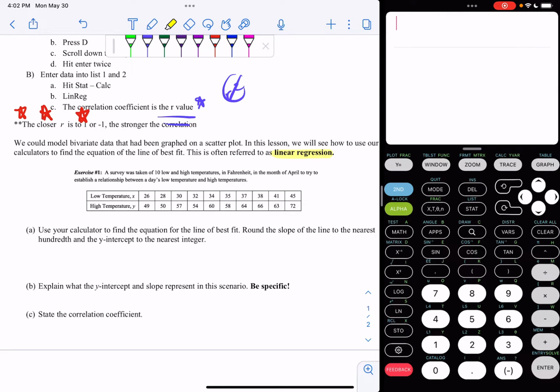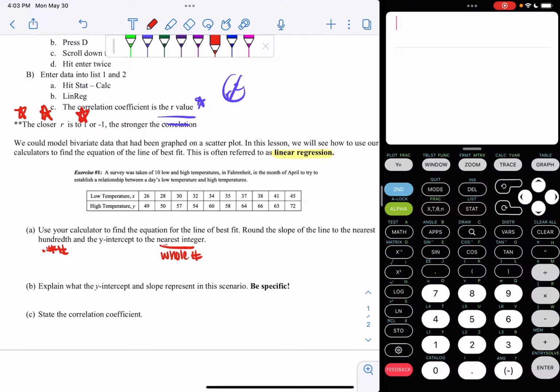So here's how we do a linear regression. If I look at this exercise, it says a survey was taken of 10 low and high temperatures in Fahrenheit in the month of April to try to establish a relationship between a day's low temperature and high temperature. Low temperature is X, and then high temperature is Y. So part A says, use your calculator to find the equation of the line of best fit. Round the slope of the line to the nearest hundredth. Now, if I remember, that's 2 decimal places. And the y-intercept to the nearest integer, so that's just a whole number.